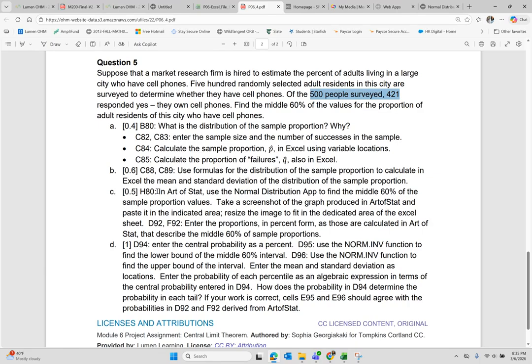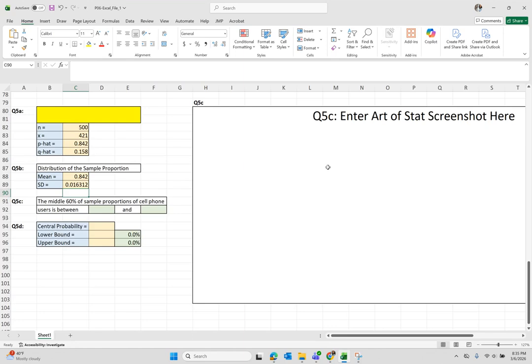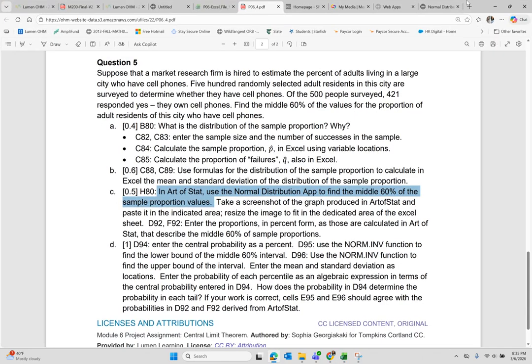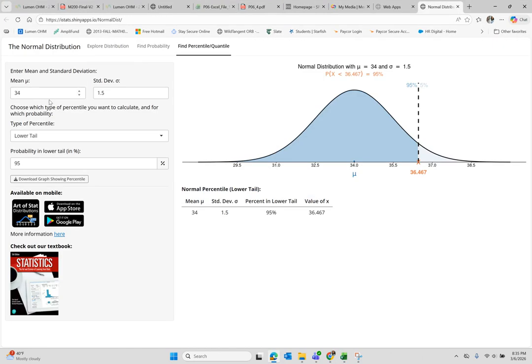In cell H80, use in ArtofStat the normal distribution app to find the middle 60% of the sample proportion values. Take a screenshot of the graph produced in ArtofStat and paste it in the indicated area. Resize the image to fit in the dedicated area of the Excel sheet. So let's go to the normal distribution. We are looking for percentile quantile.